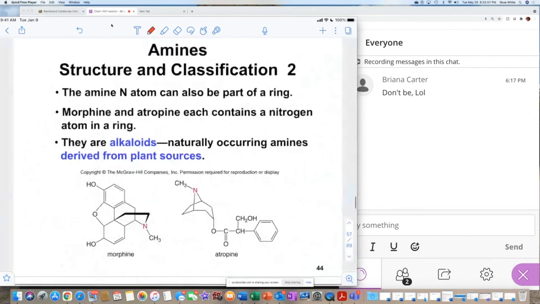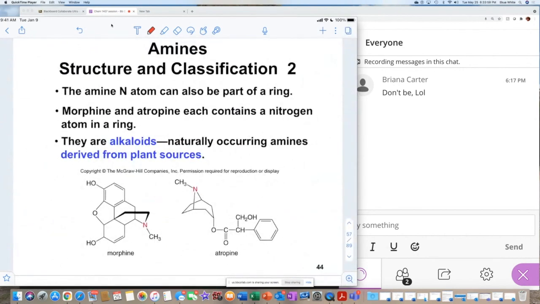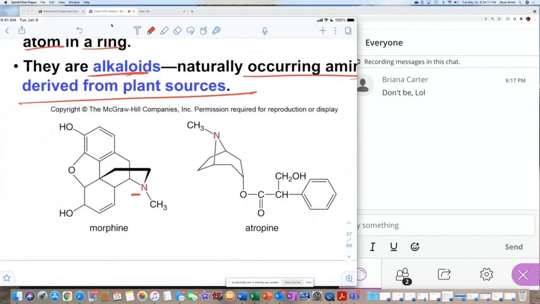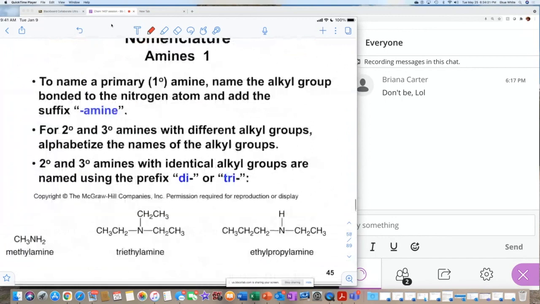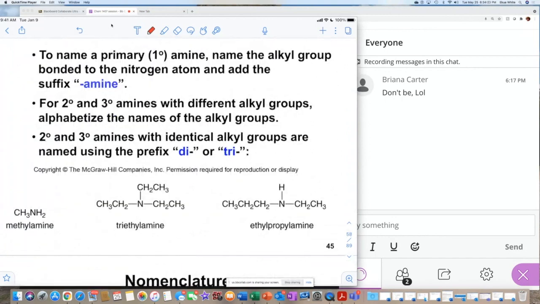Okay. Now with amines, amines can be part of a ring. Don't worry, we will not have to name this, but the drugs morphine and atropine contain nitrogen as part of the rings. These are alkaloids. They're technically naturally occurring in plants, right? So you have morphine that's used here for pain, and atropine. And so we have gone through and classified amines.